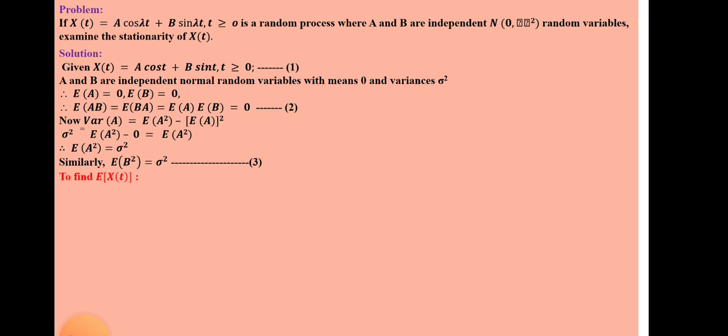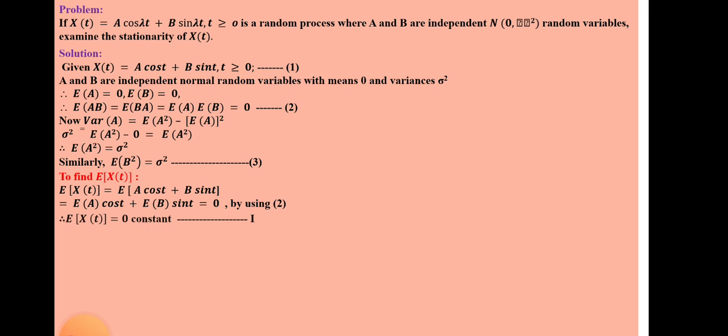Now to find the expected value of X of t. Expected value of X of t is equal to expected value of A cos t plus B sin t from 1. Taking expectation to each term, cos t is a constant, so taking it outside, plus expected value of B, sin t. A and B are random variables, so expected value is applicable only to the random variables; a constant term can be taken outside. Expected value of A and expected value of B equal 0, so substituting 0 by using 2, you will get 0. Now expected value of X of t is a constant, that is Roman letter 1.